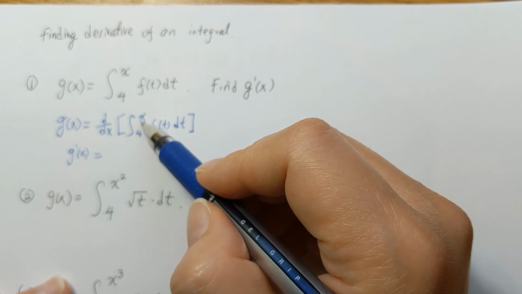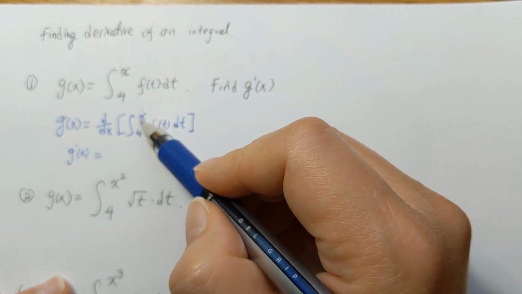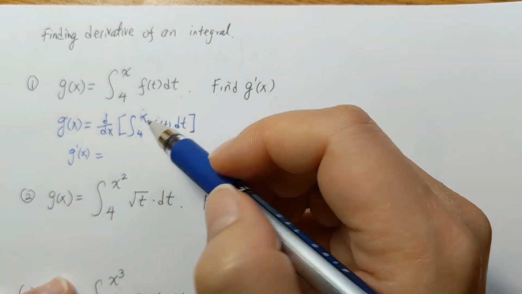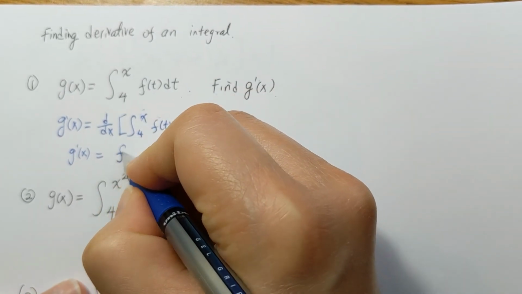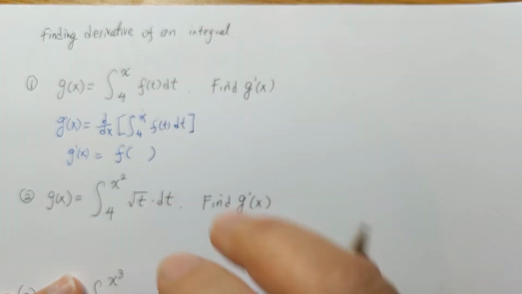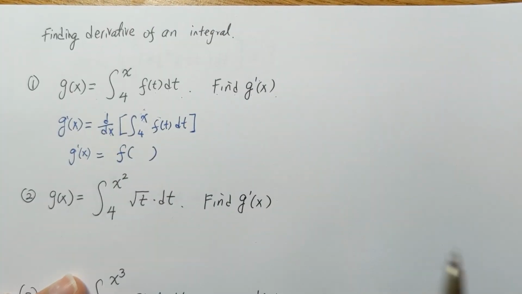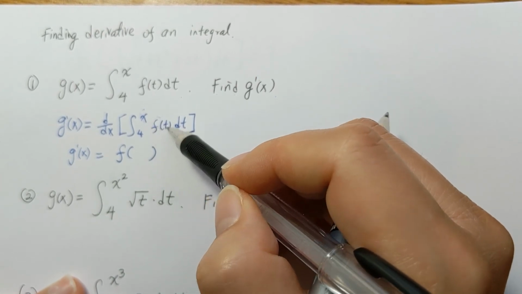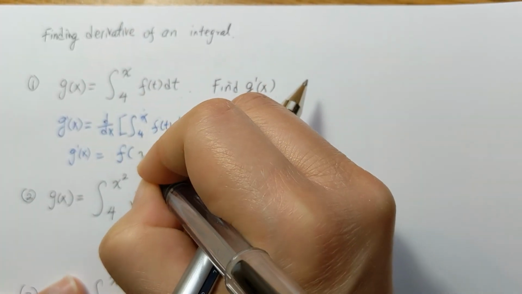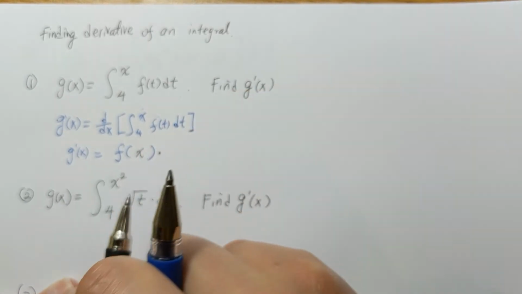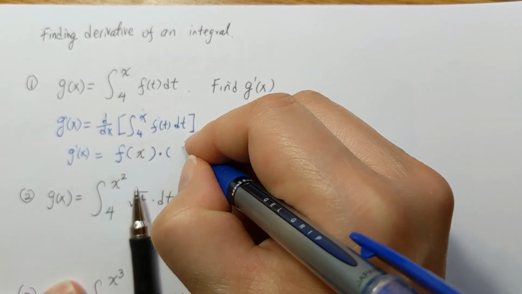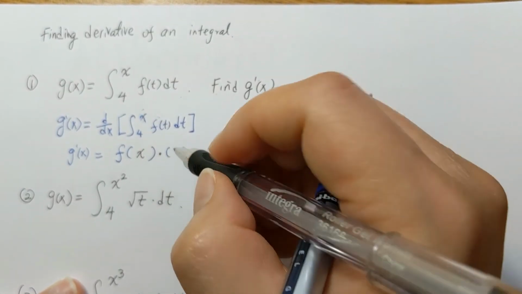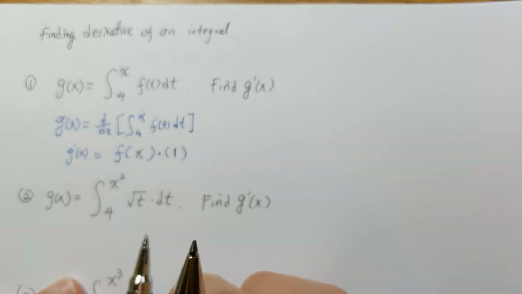So we are going to substitute the upper limit into the integrand. So what we are going to do is you put f and then you substitute the x into the t. You replace the t by x. And then you times the derivative of x. What's the derivative of x? It is 1, so we times 1.